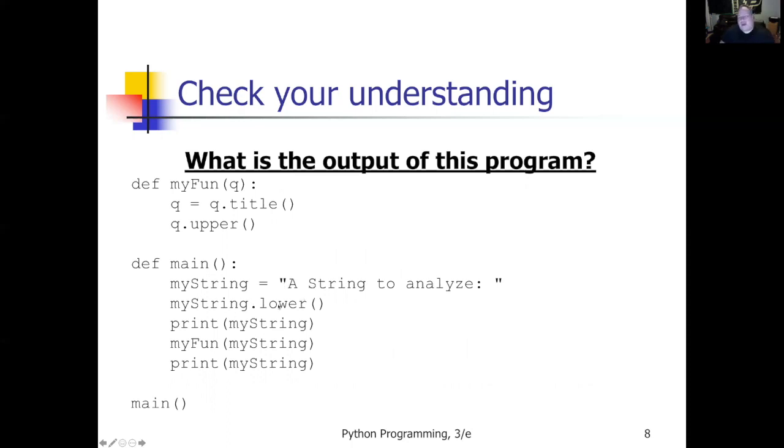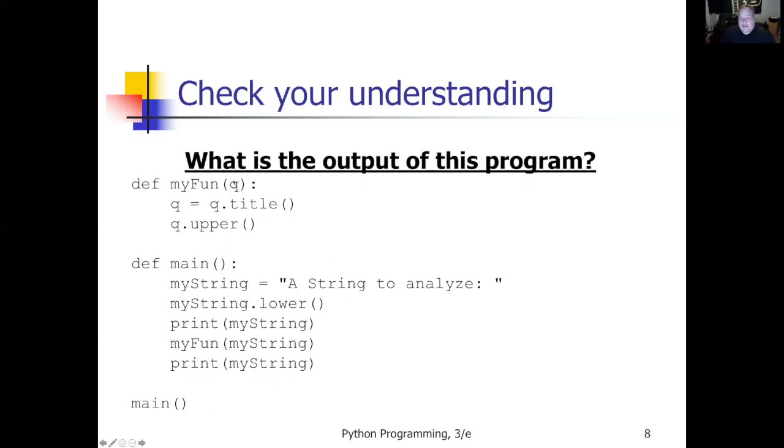This my string dot lower doesn't change my string, it returns a copy of it. I didn't assign it to anything, so it may return a copy of it all in lowercase, but I didn't assign it anywhere, so it's just lost. They call that dropping it in the bit bucket, like you have a little bucket next to your desk, and all those extra bits of data just go over there. They're lost forever though.